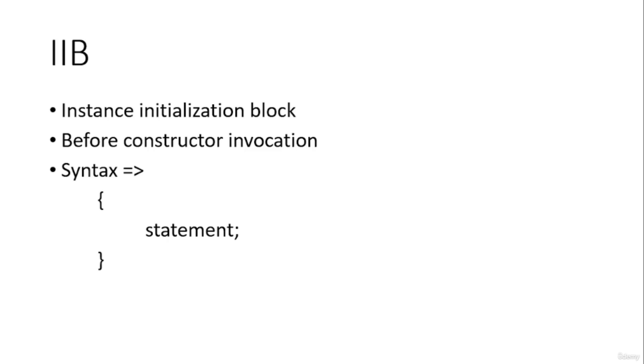One more thing about IABs is that IABs are invoked before the constructors. So whenever there is a constructor, the IAB will be invoked first, then the constructor will be invoked. During object creation, we have to remember that. Then the next thing is the syntax of an IAB. An IAB is declared in the class body. The syntax is braces followed by whatever statements we want to execute in the initialization block. So that's it for IAB.